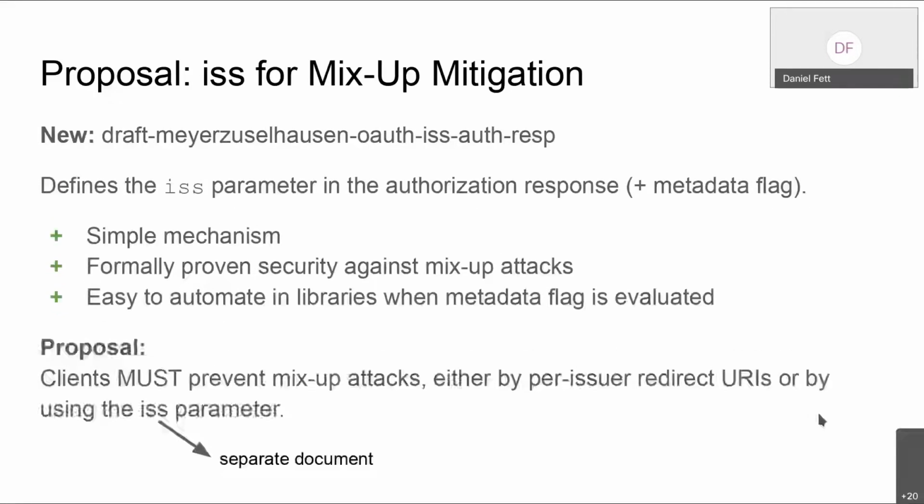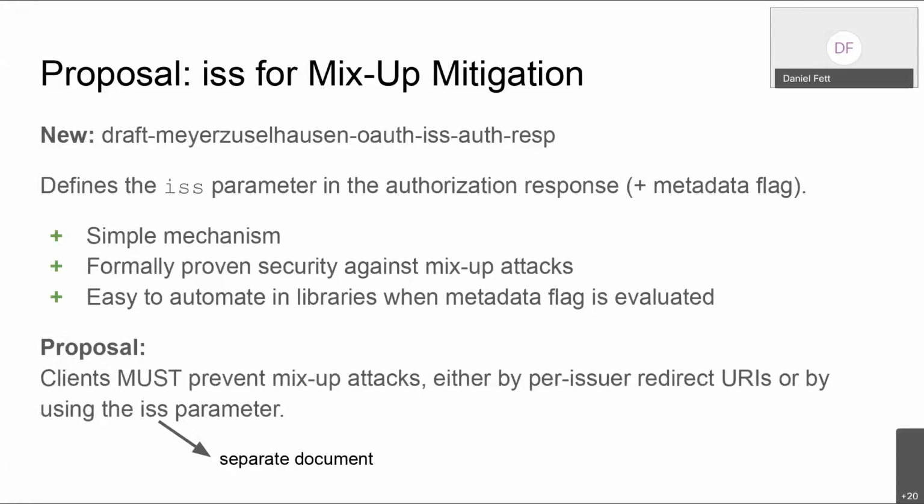Carsten Meyer zu Seelhausen, who is also on the call today, created a new draft, which specifies exactly that, an ISS parameter for the authorization response. I think he also already posted on the mailing list today. The draft defines the ISS parameter and a respective metadata flag, of course. It's a very short draft. I think most of the things in the draft tell about how this stops mix-up. Again, it's formally proven already.